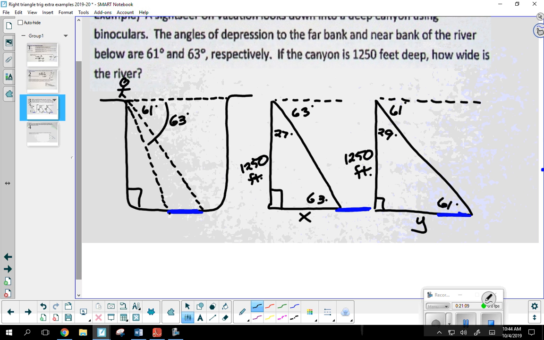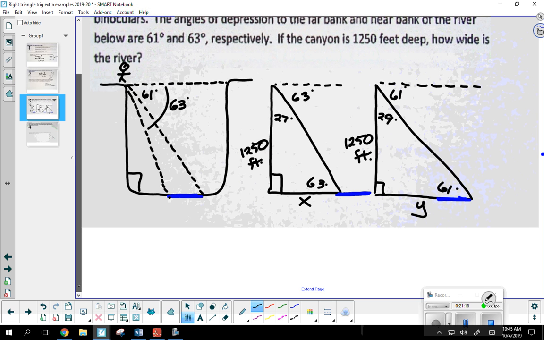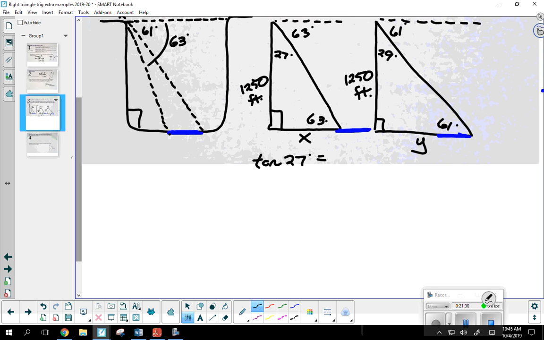Okay. So nobody's brought up the idea to go ahead and use the bottom right angles. You could use those to create a trig function. What a lot of people have actually been telling me today, like for this first one here, to solve for x, they would use tangent. Tangent of 27 degrees should equal what? X over 1250. Because remember, what is tangent's ratio? It always wants opposite over adjacent, right?